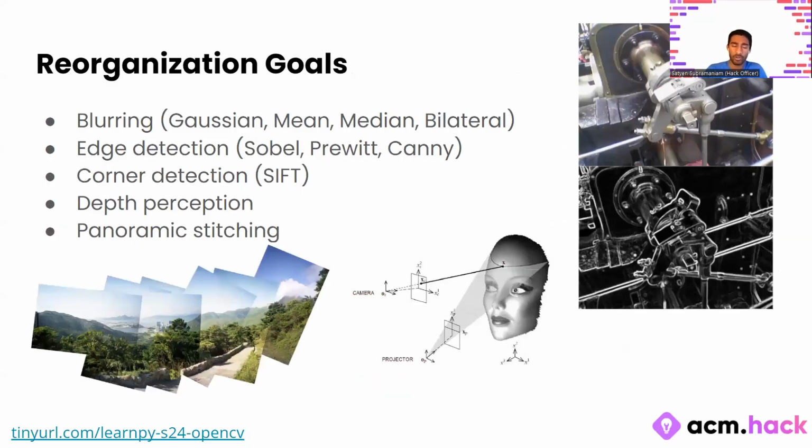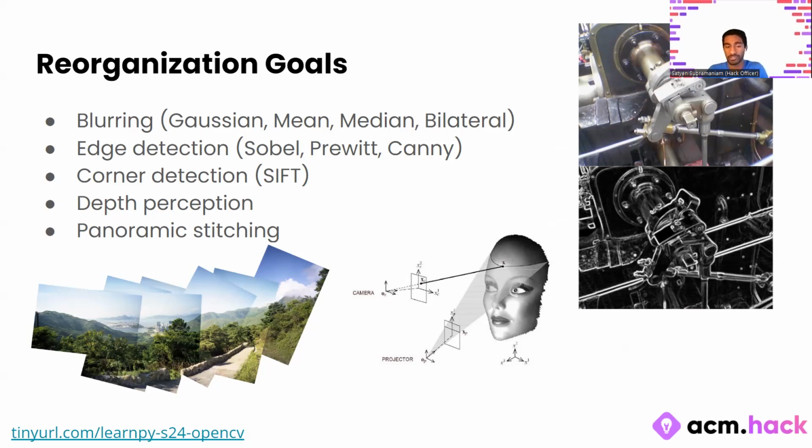Okay, so some of the core goals, like from those examples that you can see, are blurring. There's a variety of ways to do it. If you're interested, check out the four that I've listed here. Edge detection. Essentially, at the end of the day, it's just comparing the change in intensity, but there's a variety of ways to do it again. I've listed a couple.